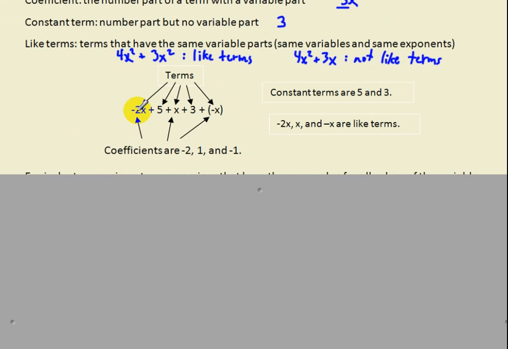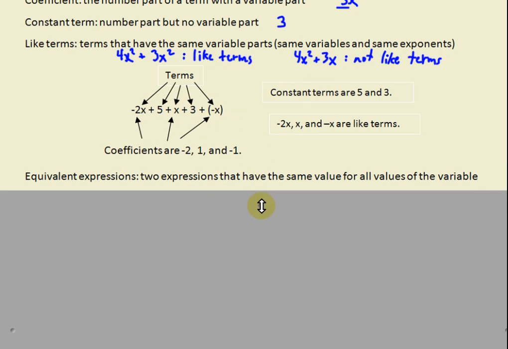And this is going to be important when it comes to combining like terms. So here we have negative 2x plus 5 plus x plus 3 plus negative x. So we have 5 different terms all being separated by addition. We have coefficients wherever there is an x. So here we have negative 2 as a coefficient. X by itself means 1x, so our coefficient there is 1. And negative x means negative 1x. So we have coefficients of negative 2, 1, and negative 1. Constants are 5 and 3. And then the like terms would be negative 2x, x, and negative x. And 5 and 3 are also like terms because they're constants.